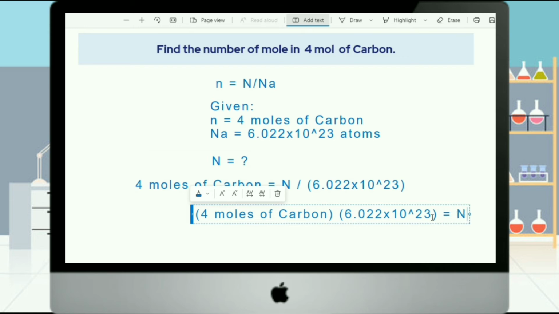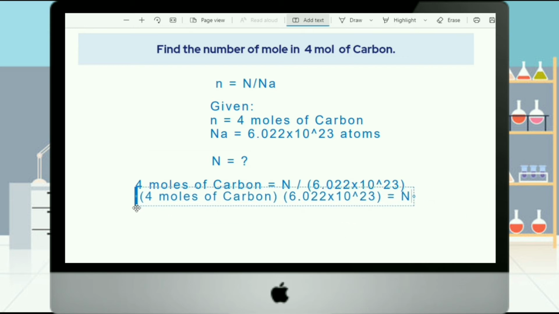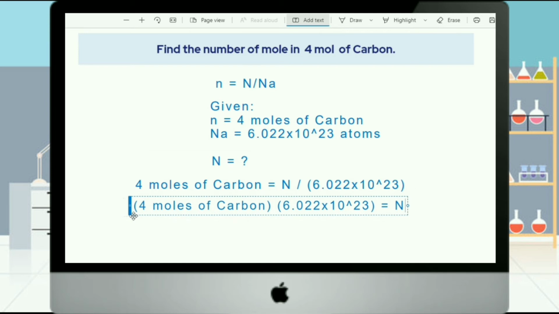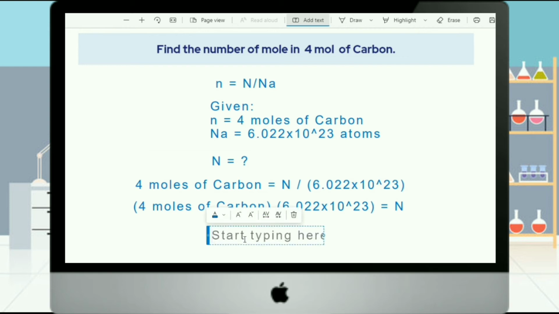In this, we are going to be able to find the number of atoms in the given carbon sample. So, what do you think is going to be the answer? I'll give you 5 seconds this time. 5, 4, 3, 2, and 1. The answer is, by multiplication, 2.4088 times 10 raised to 24 atoms.